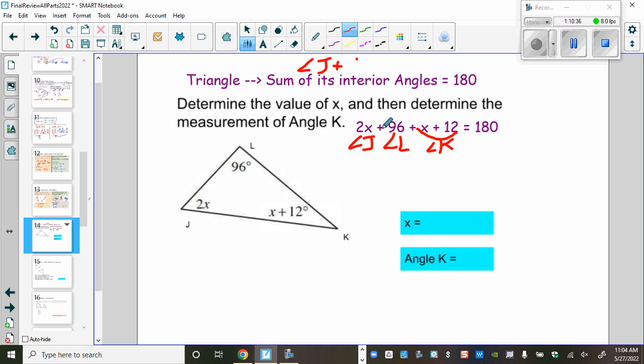So if you copy down 2x plus 96 plus x plus 12 equals 180, that's the most important part. Now, I will let you all try that one at home, and then we'll go over this definitely next time, because I really want us to talk about one or two things before the end of the period. But there's your setup. You should be able to solve.